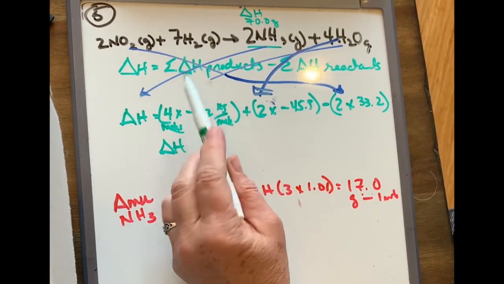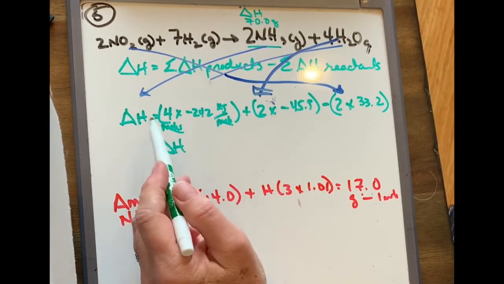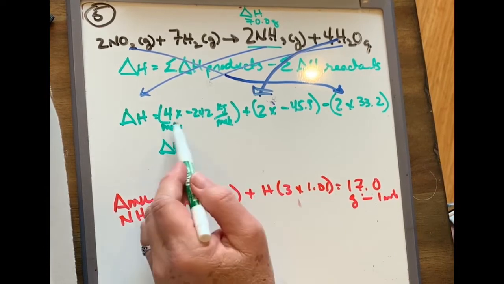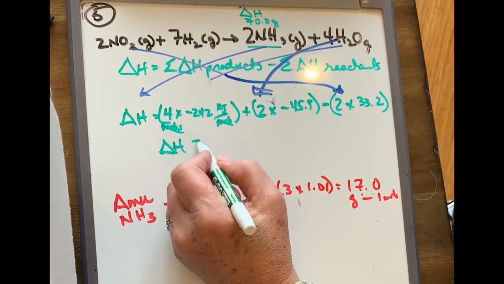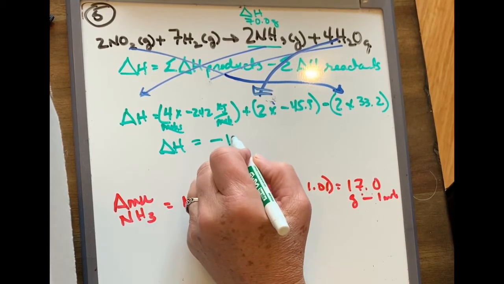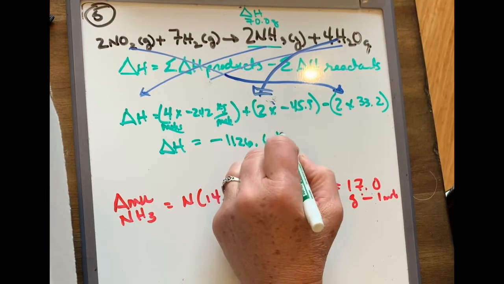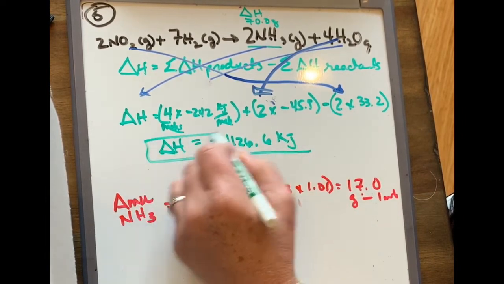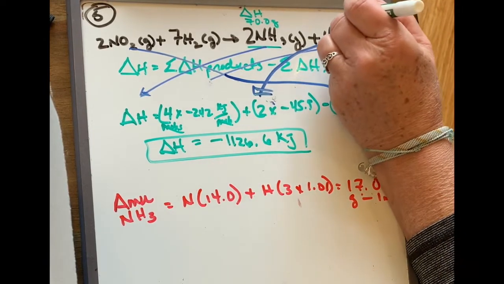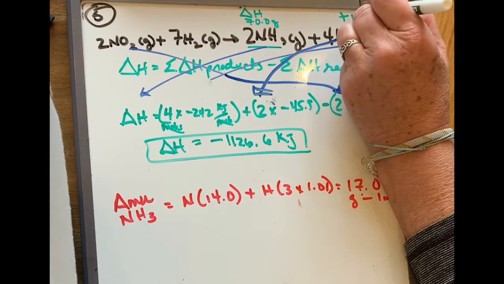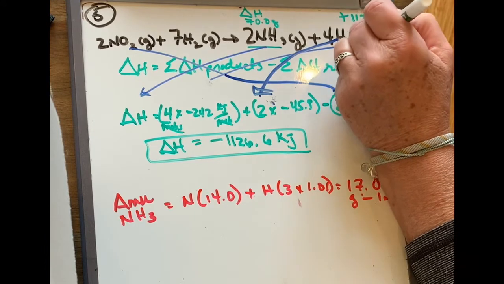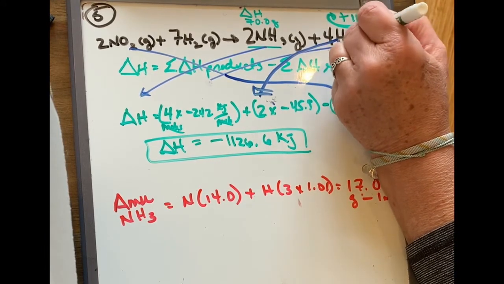And for the first one, which is over here, kilojoules minus 242 kilojoules over moles. And I can get rid of the moles, so I'm just going to keep it that way so it's easier to read. I get minus 1126.6 kilojoules. That's my total delta H. So I'm going to go up here and put plus 11.27 kilojoules, right? So that way we know that we are going to deal with this later.